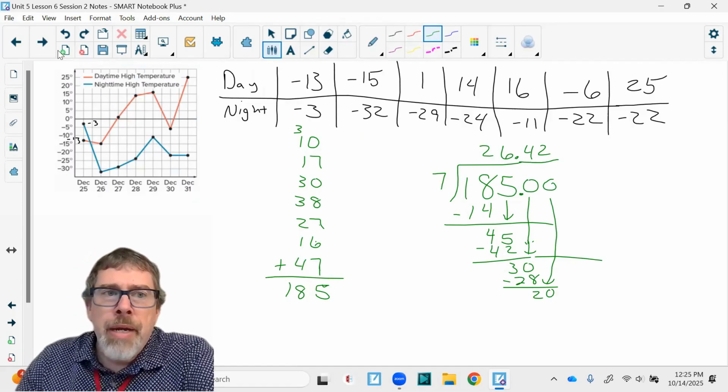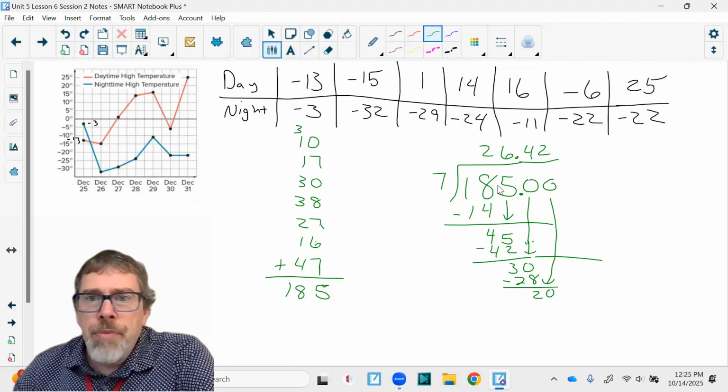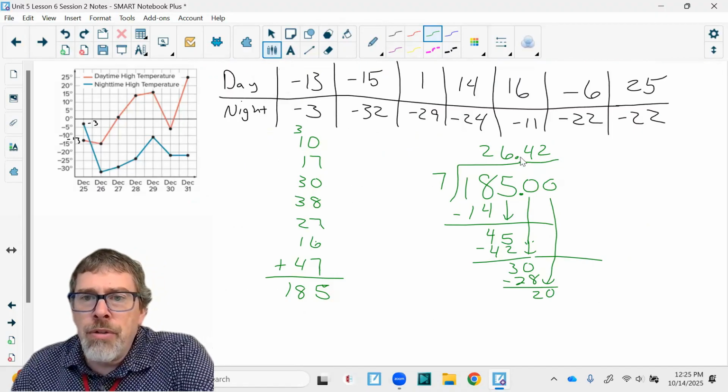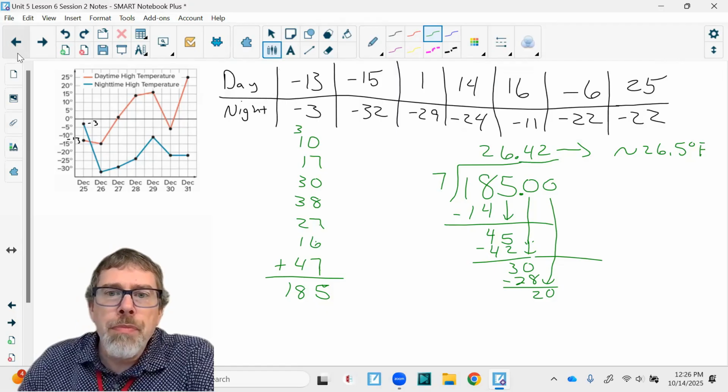And it said back here to round your answer to the nearest half degree. So is this 26 degrees or 26.5? This would round to approximately 26.5 degrees Fahrenheit is the answer. Okay.